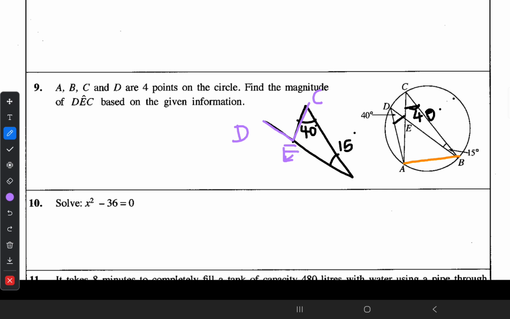The exterior angle of a triangle equals the sum of the interior opposite angles. This is the exterior angle of a triangle. There are two interior opposite angles, 40 and 15. So when we get the sum of 40 and 15, that would be our DEC. DEC is 55 degrees.